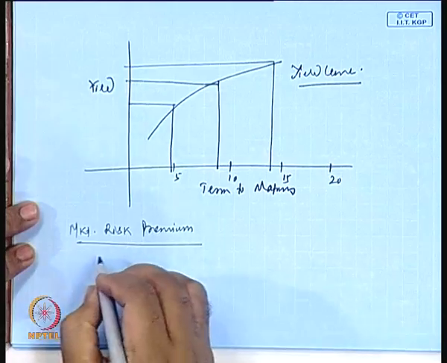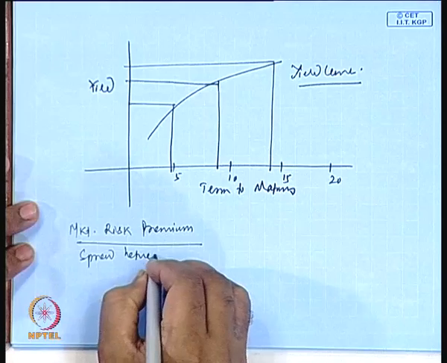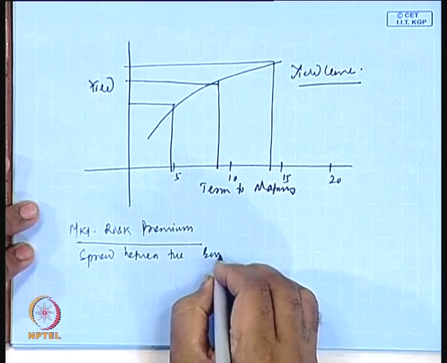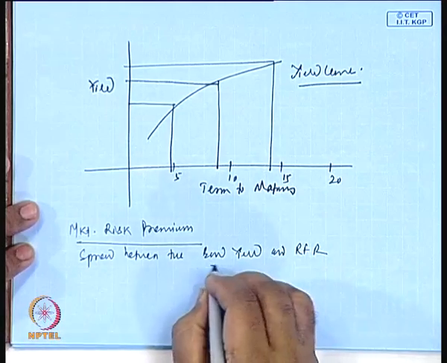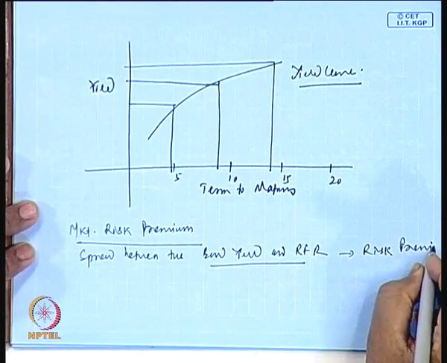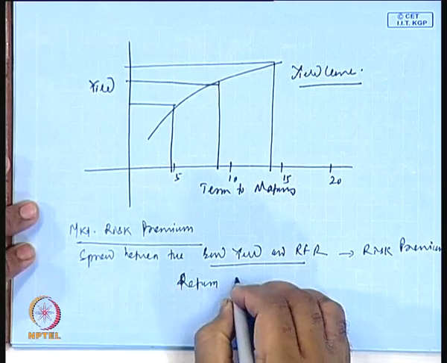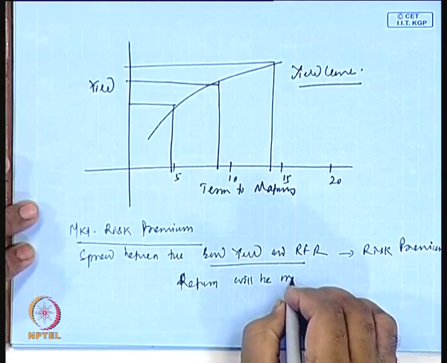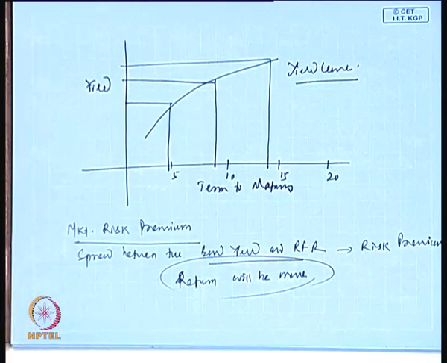or the spread between the bond yield and RFR is basically defined as the risk premium, and when the risk premium is more, the return would also be more. We expect that this part will have a favorable impact on the expected return of the stock that we are going to get from the market.